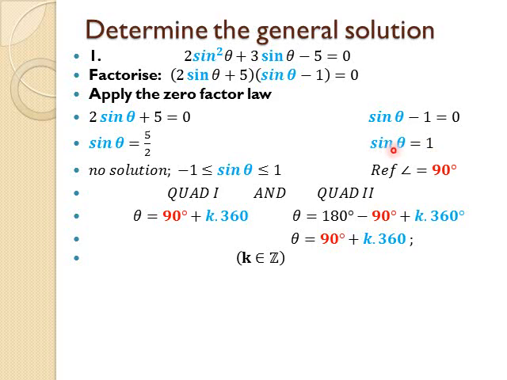So there, reference angle, shift sine 1, gives me 90 degrees. Right, sine is positive in quadrant 1 and quadrant 2. So for quadrant 1, theta equals 90 plus k360. In quadrant 2, theta equals 180 minus 90 plus k360, which also becomes 90 plus k360. So here the answer was simply 90 plus k360, but you need to understand how to find both. So therefore k is an element of integers.